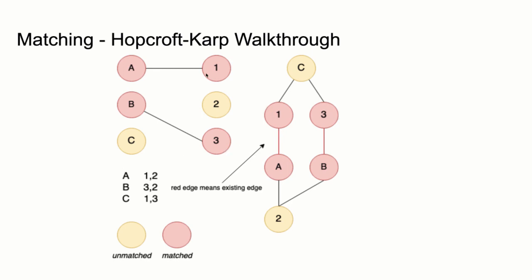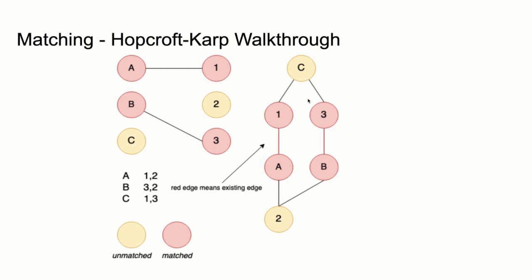Next we'll go to 1. We'll see from 1 can connect to A. 1 is connected to A, so we'll continue with that connection. We'll connect 1 and A. We have a red edge, which means that the edge does already exist. Then from A we can see in the key that A could also connect to 2. And from there we're now ending at an unmatched node.